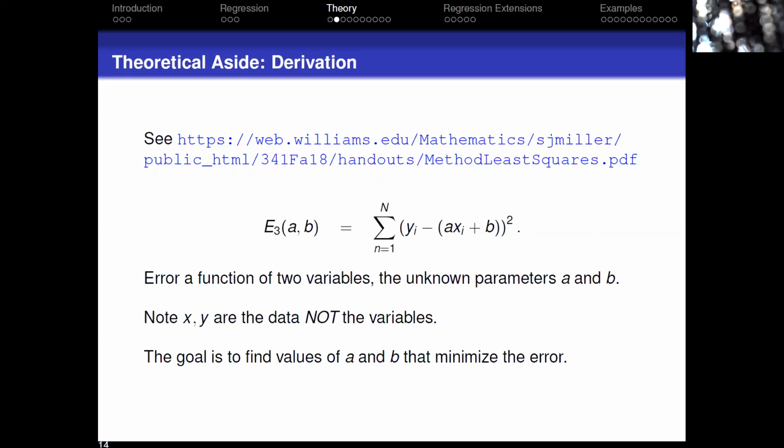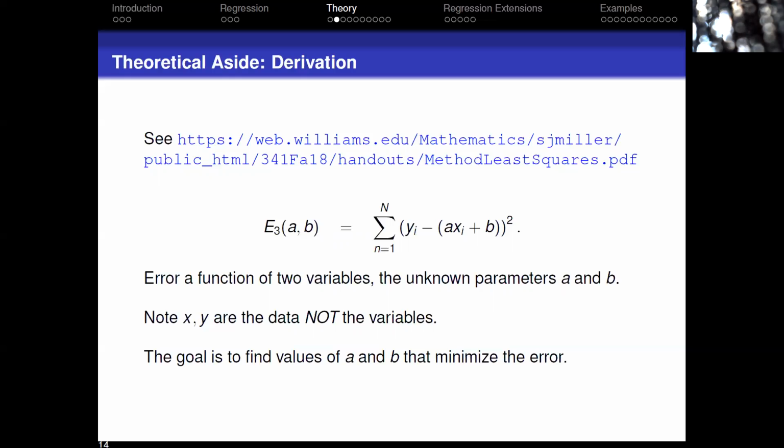What's the derivative of yi with respect to a? 0. yi is a constant, it's an observation. What's the derivative of negative a xi with respect to a? Negative xi, we're taking the derivative with respect to a. What's the derivative of b with respect to a?